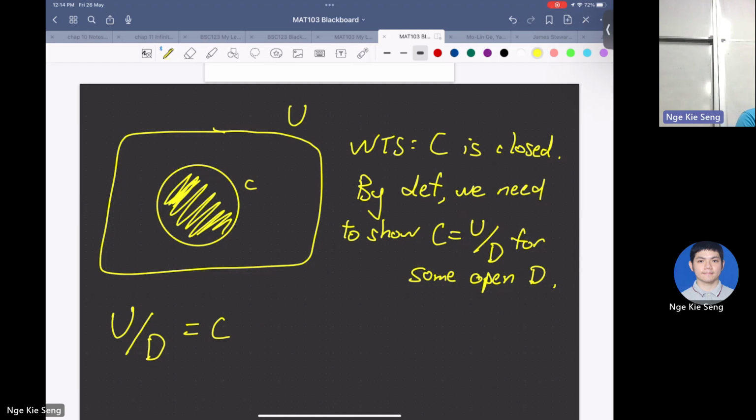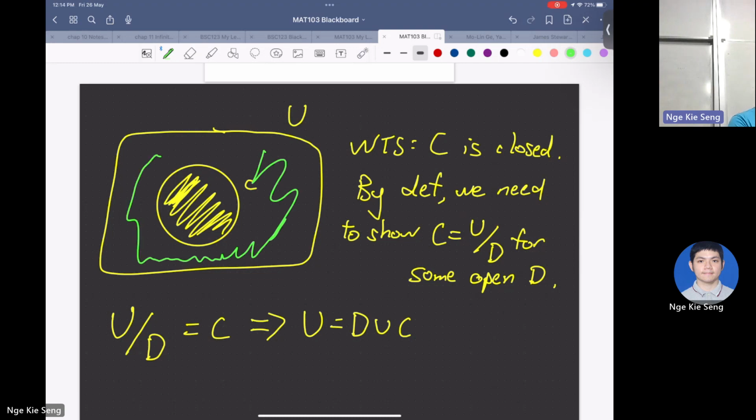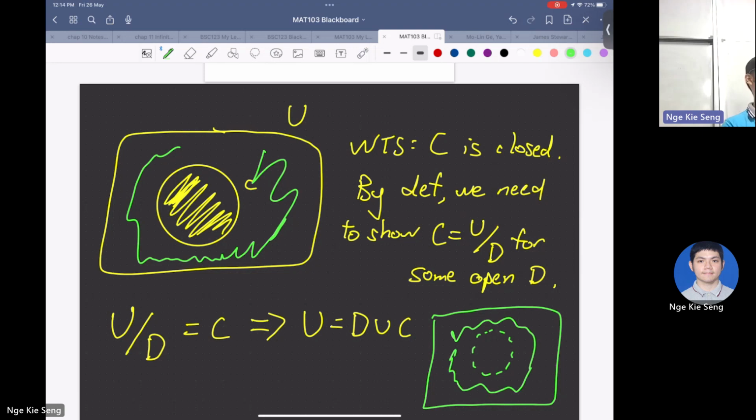Okay, so to get this right, in other words, what do you get? Actually, you get U equals D union C. What does this mean? D union C, you get the whole thing? It's exactly anything outside, right? Okay, so is this open? Is this complement open?